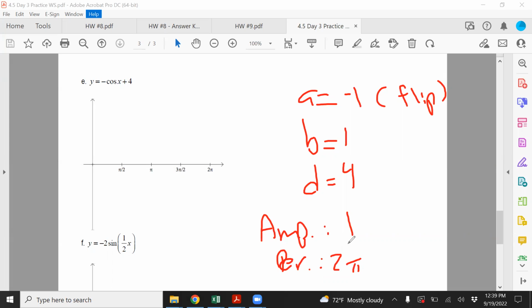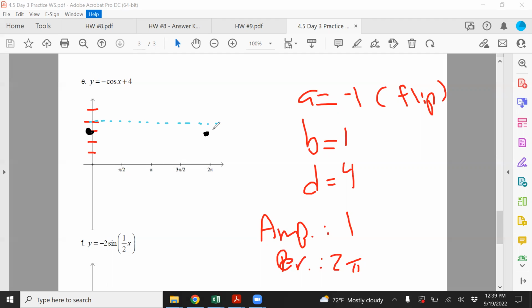Very good. D is 4, so 1, 2, 3, 4. And from 4, I'm going 1 higher, 1 lower, right? Why am I going 1 higher, 1 lower from 4? Because the amplitude is 1. But it's negative, so what do you start? You can start at the bottom, and you're going to end in the same place.